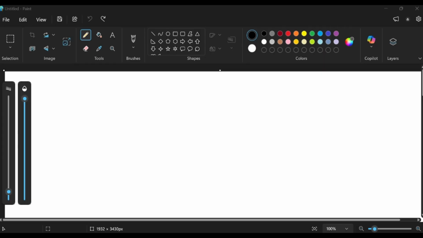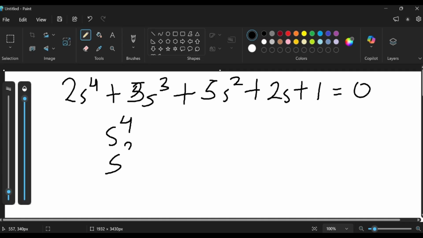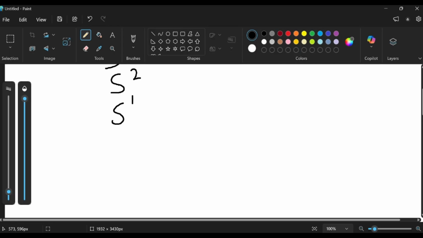So the question we were given was 2s to the power of 4 plus 5s cubed plus 5s squared plus 2s plus 1 is equal to 0. This was the equation. To draw the Routh-Hurwitz array, we start from the highest power to the lowest power. So we have s to the power of 4, s cubed, s squared, s to the power 1, and s to the power 0.